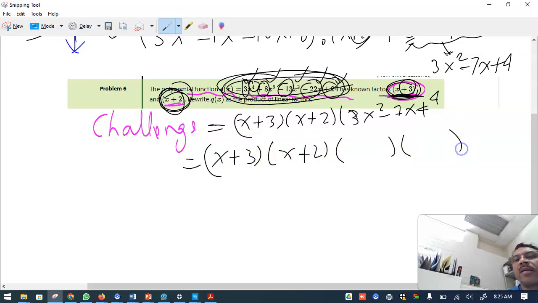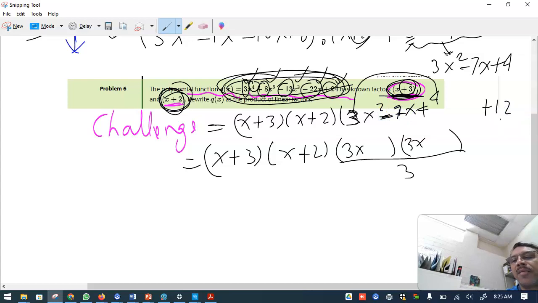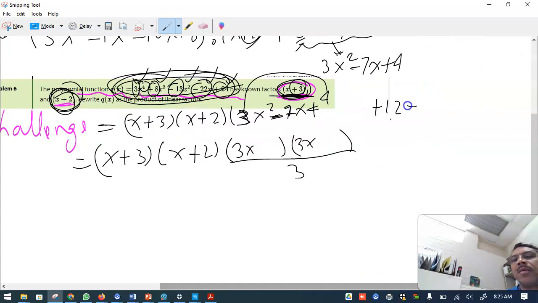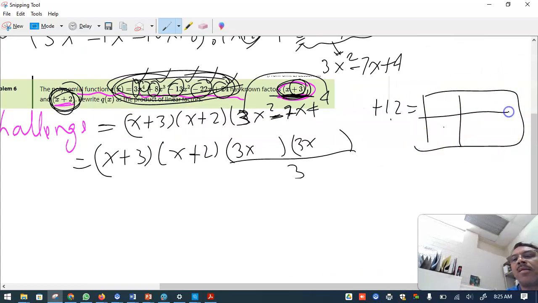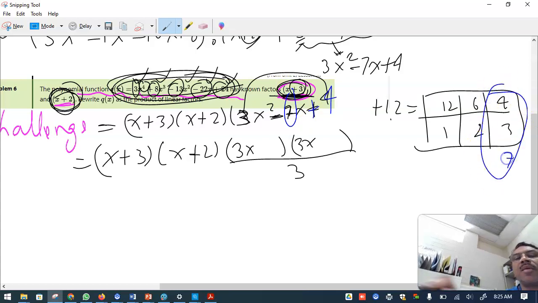Write two factors because there is a 3x squared. So put a 3x here, put a 3x here, divide by 3. Then multiply the first and the last, which is 12. And then the middle one is minus 7. So you are looking for the factors of 12. The factors of 12 are 1 and 12, 2 and 6, and 3 and 4. Because there's a plus 12, which among these will add up to 7? And you can see this pair adds up to 7.